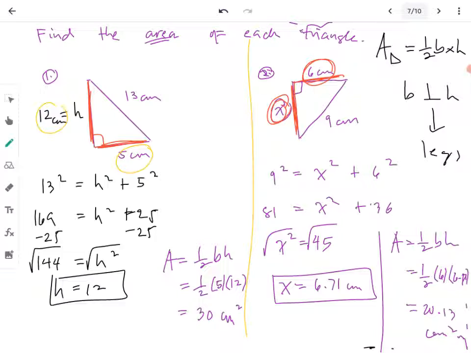So in these examples, we showed that we can find the area of the triangle even if one of the legs is unknown, but we have to use first the Pythagorean theorem to find that unknown leg. Again, the base and height that are included in the formula for area are actually the legs of the right triangle.